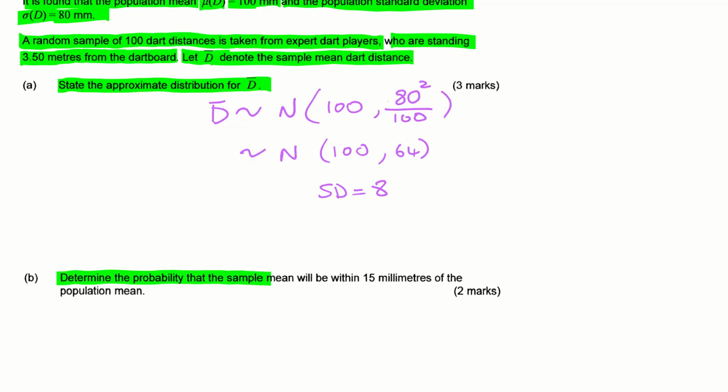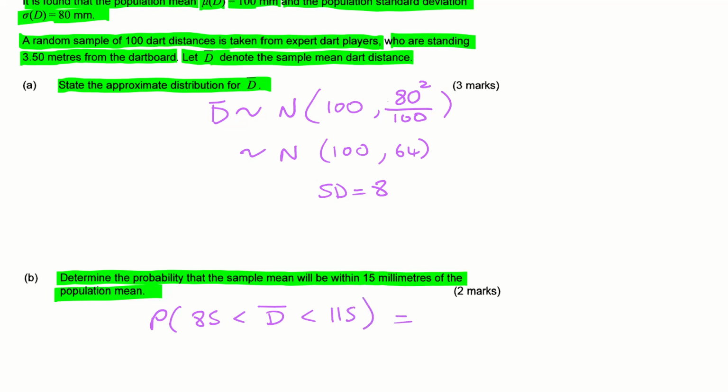Determine the probability the sample mean will be within 15 millimeters of the population mean. Population mean was 100, so we're going to go 15 down and 15 up. So that is going to be between 85, doesn't matter if it's less than or equal to, does it? And 115, and just calculate that on the class pad, just a standard normal CDF, 0.9392.